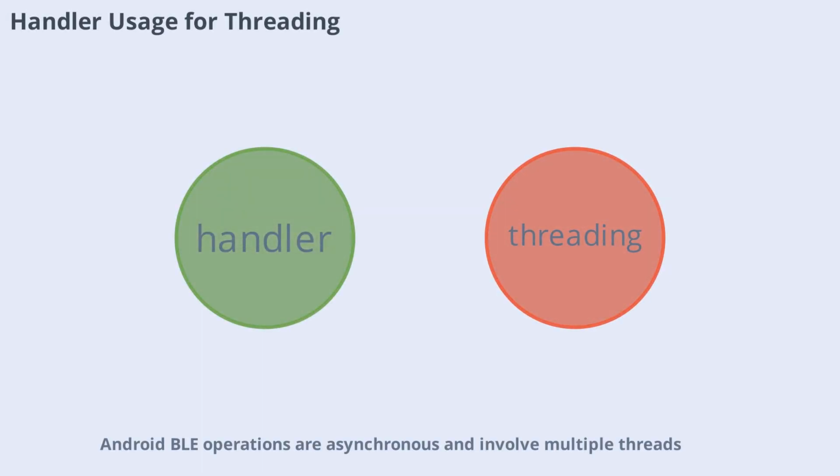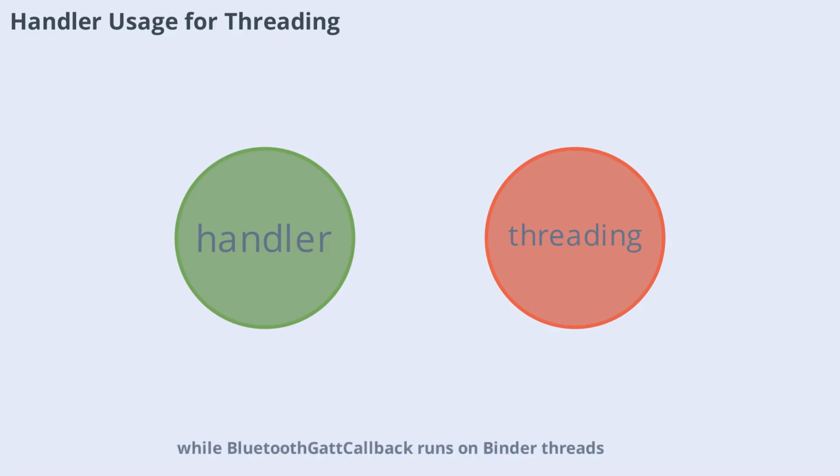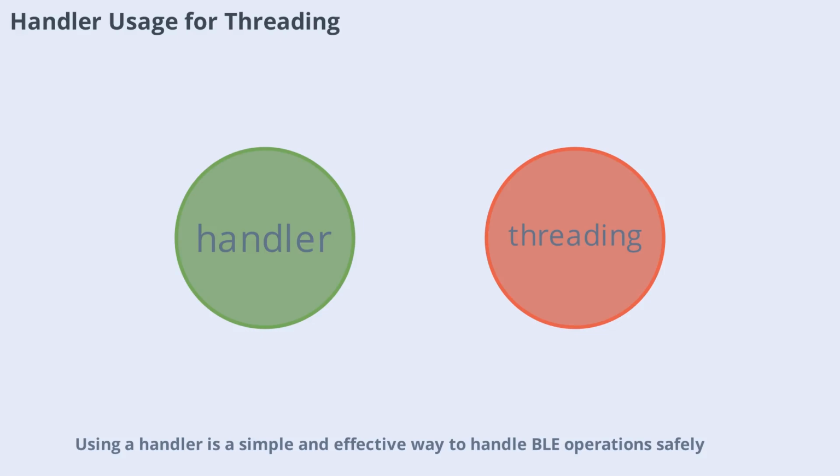Android BLE operations are asynchronous and involve multiple threads. Scan results are posted on the main thread, while Bluetooth GATT callbacks run on binder threads. To avoid blocking binder threads, process data and issue commands from your own handler thread. Creating a dedicated handler object allows you to manage threading efficiently and keeps your app responsive. Using a handler is a simple and effective way to handle BLE operations safely.